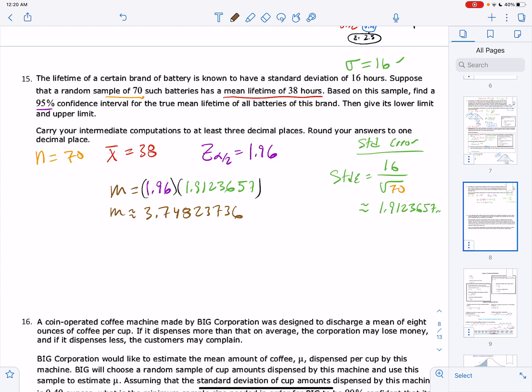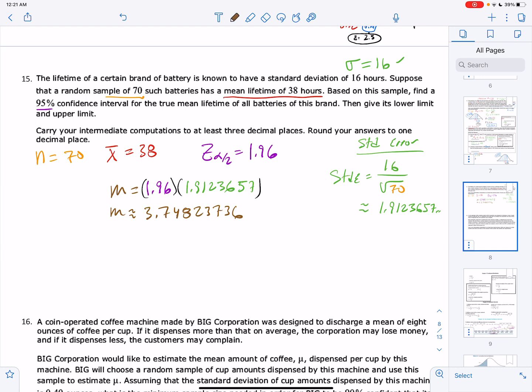See how many decimal places I'm using? You don't have to use that many. It says carry your intermediate computations to at least 3 decimal places, so they want at least 3. I went way overboard because I'm a high achiever. Then it says round your final answer to 1 decimal place. So you use at least 3 decimal places when working it and round to one place at the end. We didn't use 3 places for the critical value because it was given as 1.960, which is the same thing as 1.96.